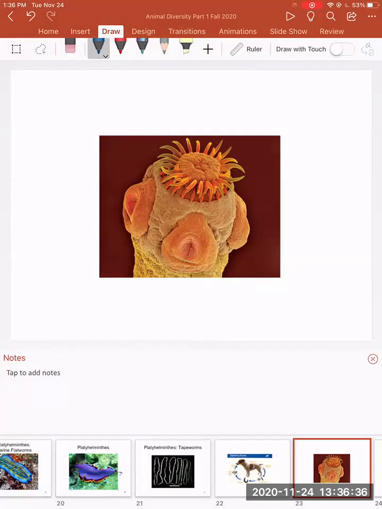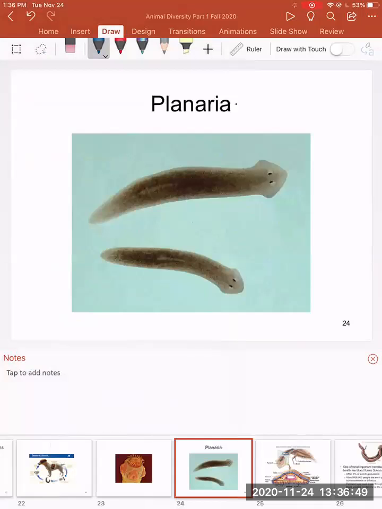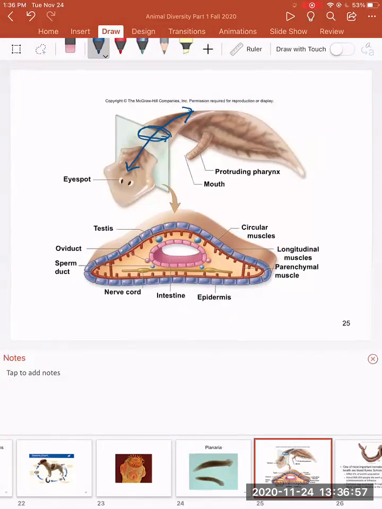This shows you some of the adaptations in the tapeworms that we talked about before. You see those hooks on the end, the suckers for attaching to the intestines, no eyes. These are planaria. They are free-living, non-parasitic flatworms.